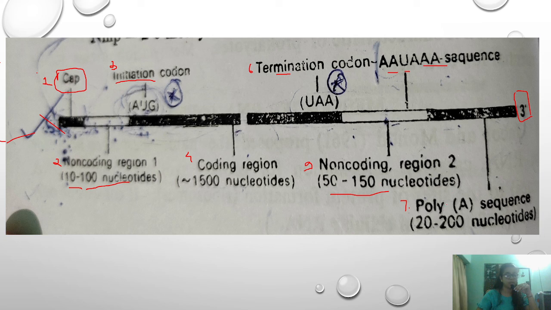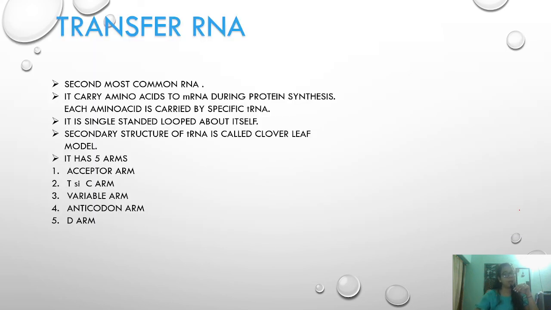The poly-A sequence is attached to the 3' end, that is 20 to 200 nucleotides, and this is added before the mRNA reaches the cytoplasm. So now the mature mRNA is prepared. This is the structure of the mRNA. Next, coming to the last part of the RNA, that is transfer RNA.